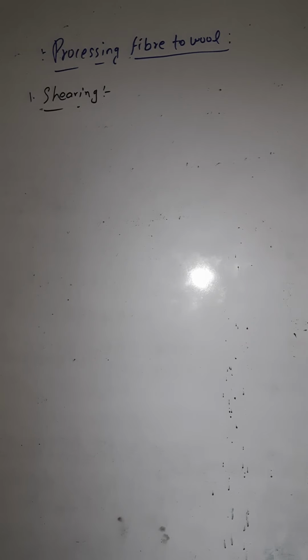Hello dear students, so today we will move ahead in chapter number 3 of class 7 science, that is Fiber to Fabric. Today we will be discussing all the methods or steps for processing fiber to wool. The first step is shearing.